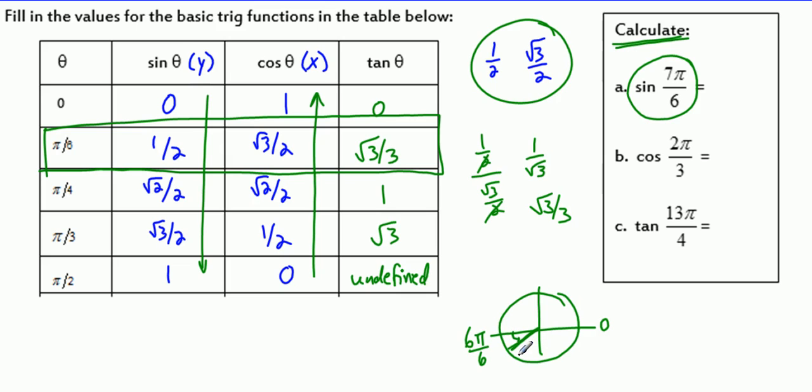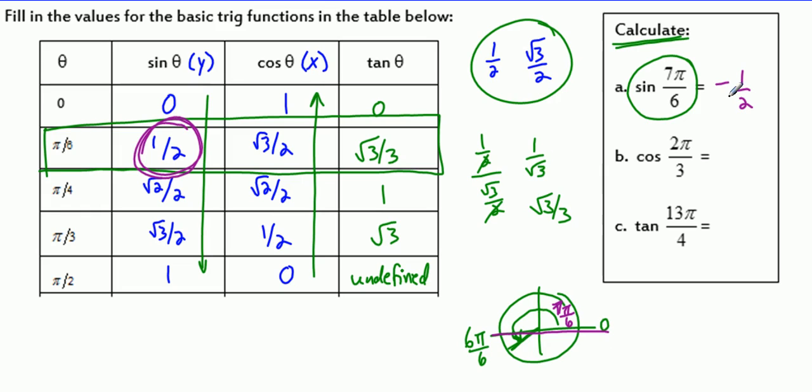So you've got your pi over 6 down here. This is 7 pi over 6 all the way around here. I'll just label it so it's there, 7 pi over 6. And then you want the sine, you want the y-coordinate. Well, once you recognized that 7 pi over 6 was going to come from pi over 6, we knew it was going to be a half. We just didn't know if it was positive or negative. And since we're talking about a y-coordinate, anytime you dip below the x-axis, your y-coordinates are negative. So this is negative a half.